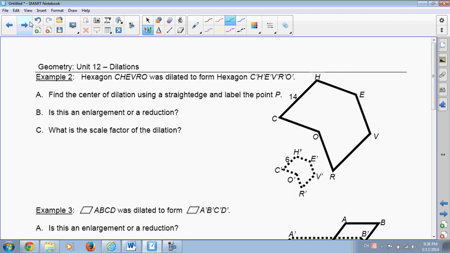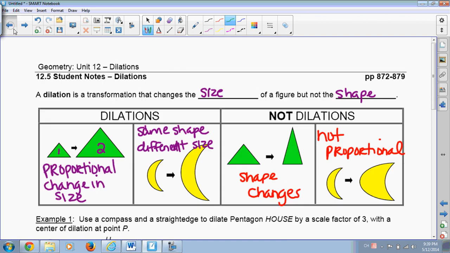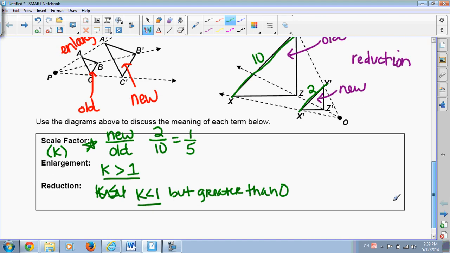And we're going to look at example number 2. This is a hexagon, CHEVRO, that was dilated to form the hexagon C prime, H prime, E prime, V prime, R prime, O prime. Find the center of dilation by using a straight edge and label this point P. Okay, I'm going to show you how to make the center of dilation. You might have noticed it on these other two figures down here. This was the center of dilation, and this was the center of dilation. I'm going to show you how to make these.